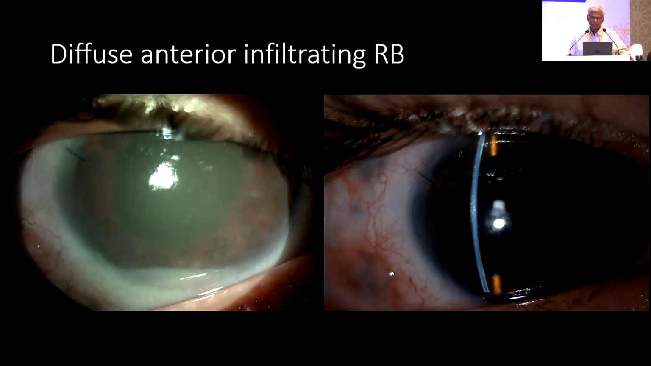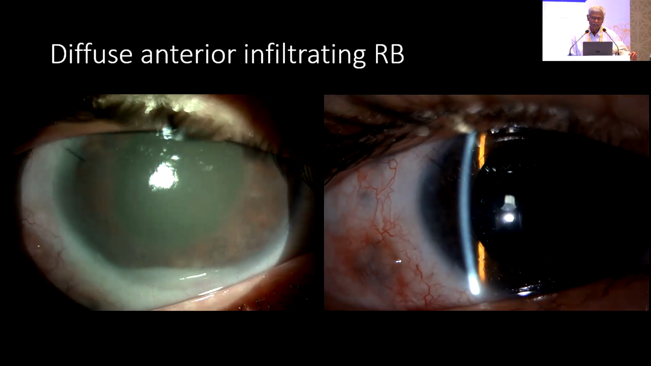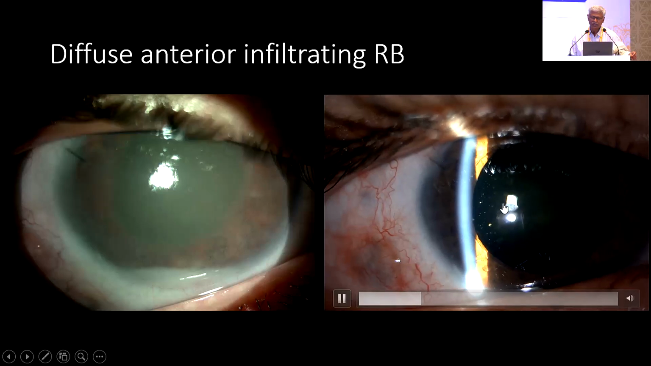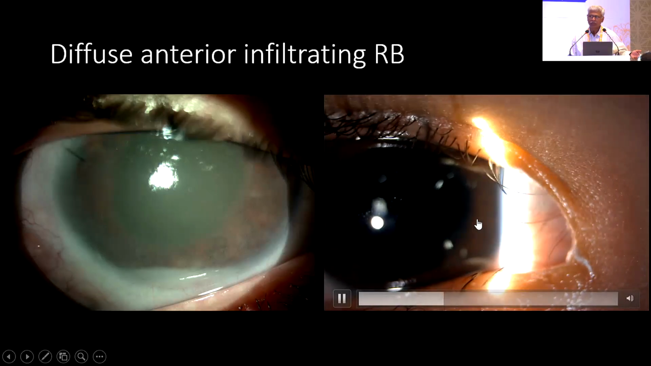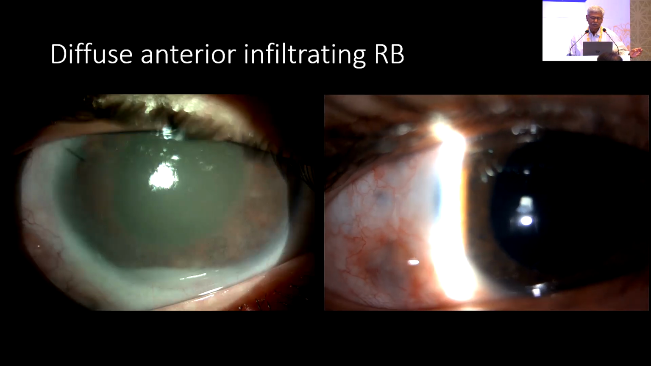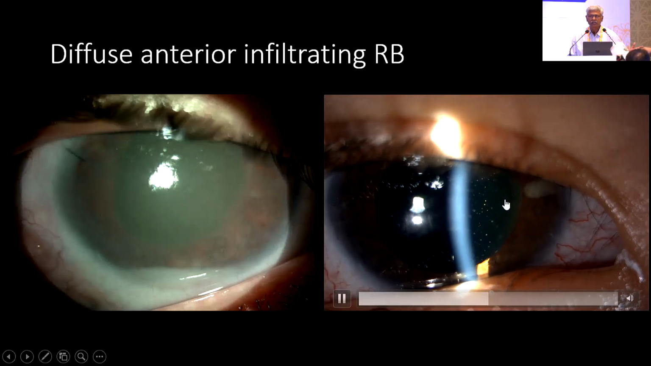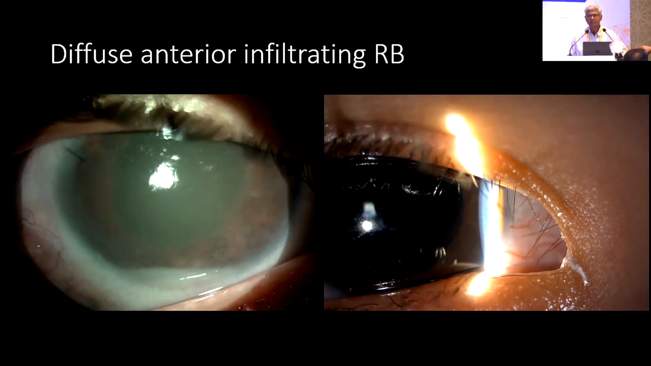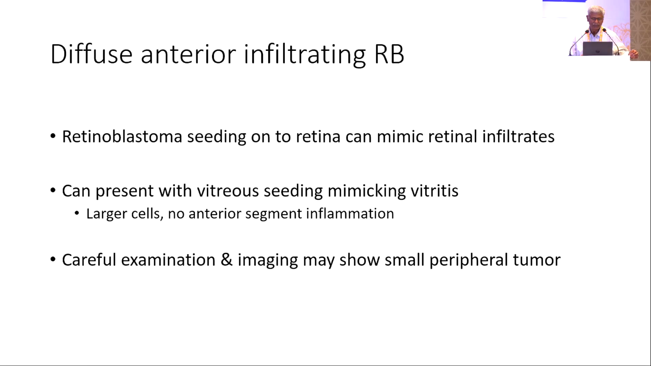A simple AC tap showed that it was retinoblastoma. At the same time, we gave an intravitreal melphalan, and you can see how well the hypopyon has cleared up. This is just immediately post the melphalan. So what is this retinoblastoma presenting differently? This is a diffuse anterior infiltrating retinoblastoma, and once the media cleared, this is how it appeared.